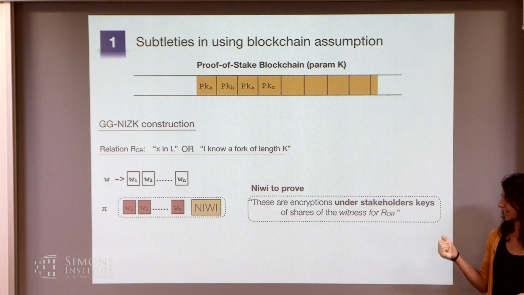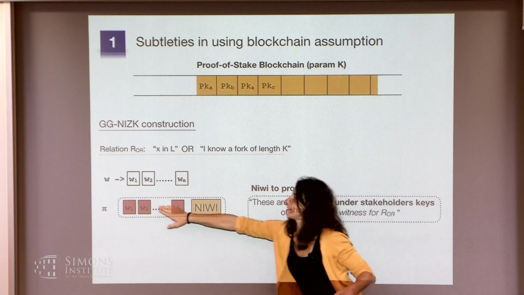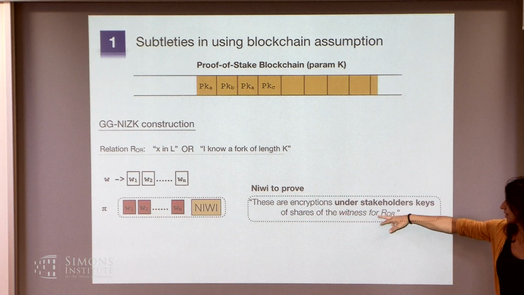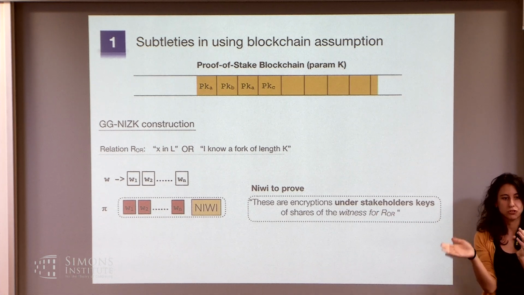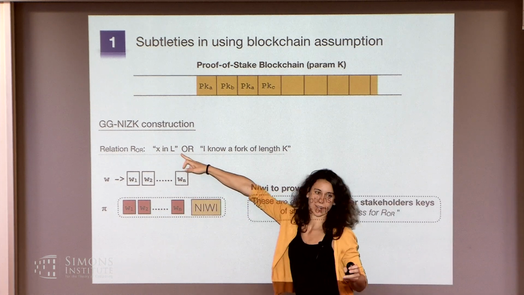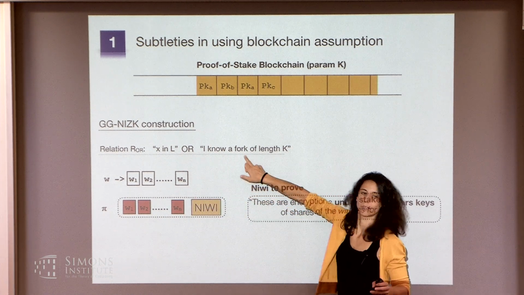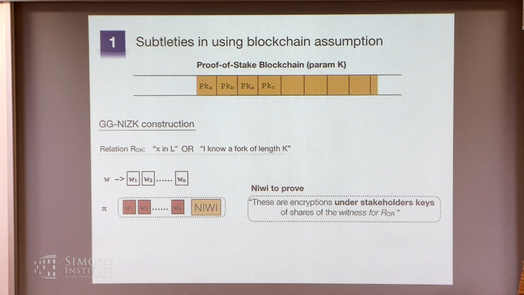And here we are just saying we add a proof that proves that these are encryptions under the stakeholders' keys. And from this proof, you cannot distinguish which witness was used. So you cannot distinguish whether this is a witness for X is in L, or a witness for this statement. So in a blockchain, the stakeholders often have signature keys, but you're saying you can also use them for encryption.